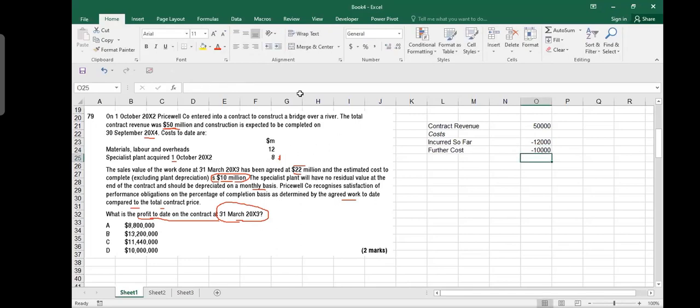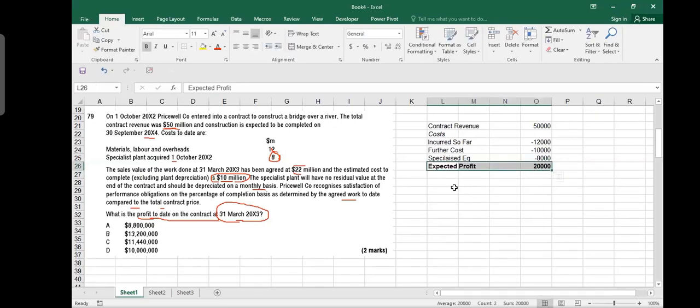And then all of this specialized equipment will be totally depreciated during the contract. So I would say that specialized equipment, this is 8 million. So this is your working for contract profit. So you can say that expected profit from the contract is 20 million. Now 20 million is your expected profit, and then we say degree of completion.